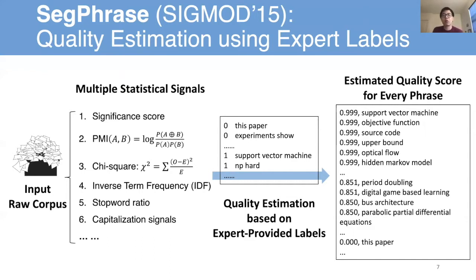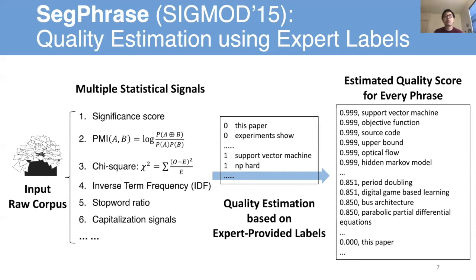This classifier will give a score between 0 and 1 to each phrase. 1 means it's a high quality phrase, while 0 means it's a low quality phrase. So the given label here will be binary. For example, if the input is about CS papers, we will say "this paper" is a low quality phrase because it's a stopword-like one. It's everywhere in every paper. It doesn't have specific meaning.